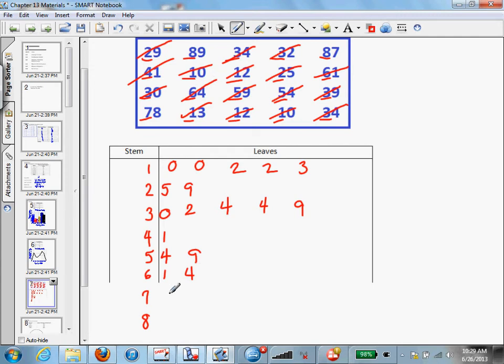For 70s, we have only 78. And finally, for 8, all we have are 87 and 89. So let's put a 7 and 8 in there. And that is the stem and leaf. It's just a way to easily look at data.